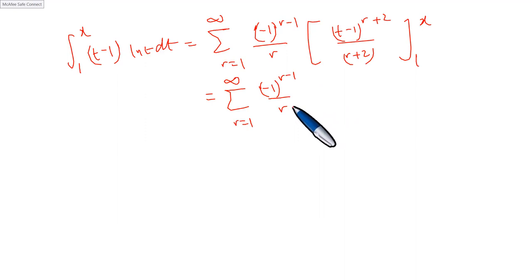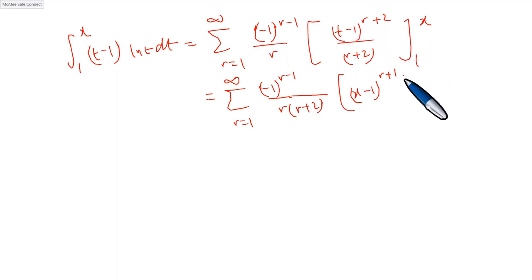Now you can have the r plus 2 coming out and sitting in this position. Wherever there is t, you put the x first, which is (x minus 1) to the power r plus 2. Then next you put 1. Putting 1 here is just going to become 0, so you only have this. Then you're done. So the result is this one.